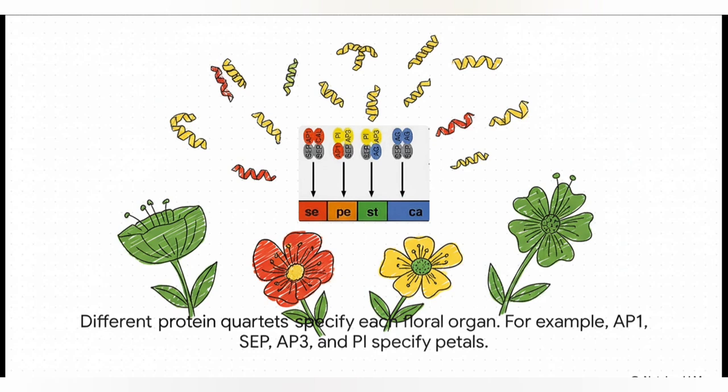And here's what those teams look like. They're often made of 4 protein units, so scientists call them quartets. You get one specific combination of proteins for a sepal, a different one for a petal, and so on. Each unique little team is literally the instruction manual that says, build this organ right here, right now.